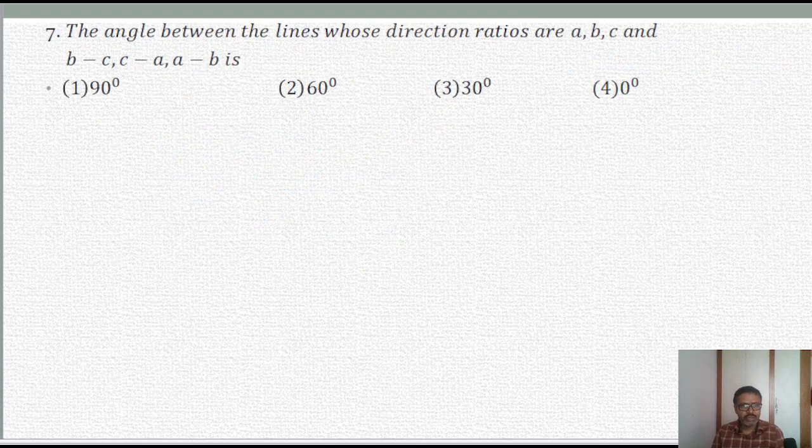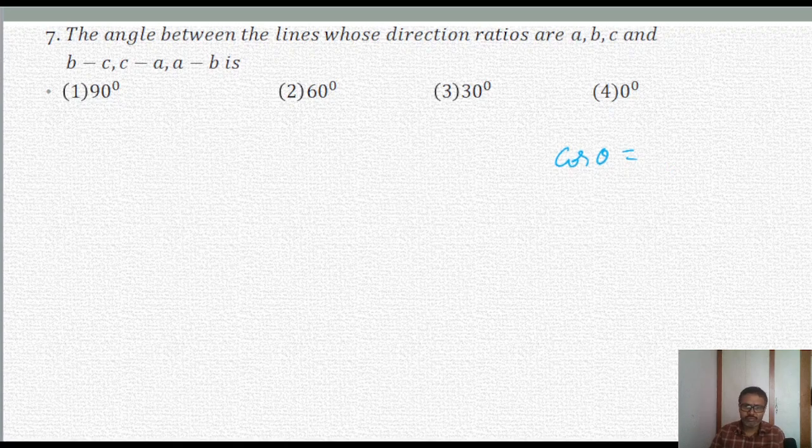Let us move on to the next one. The angle between the lines whose direction ratios are a, b, c and b minus c, c minus a, a minus b. It is a question on 3D geometry on lines. Either it is 3D geometry or a vector question on angle. The easiest way to solve the question is the cos theta formula. We have the sin theta formula also, but better go with the cos theta formula, which is very easy because we'll go with the dot product.